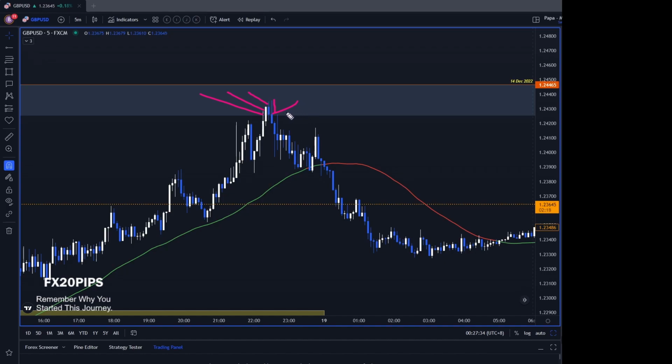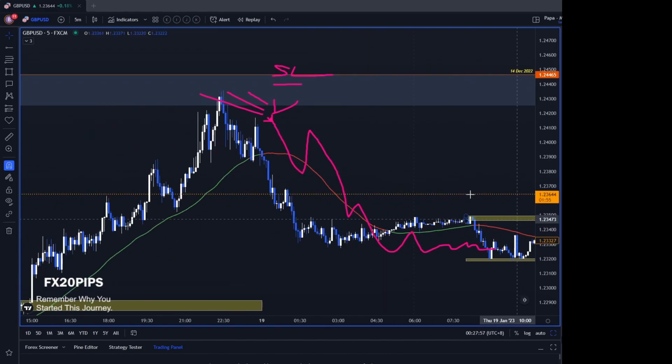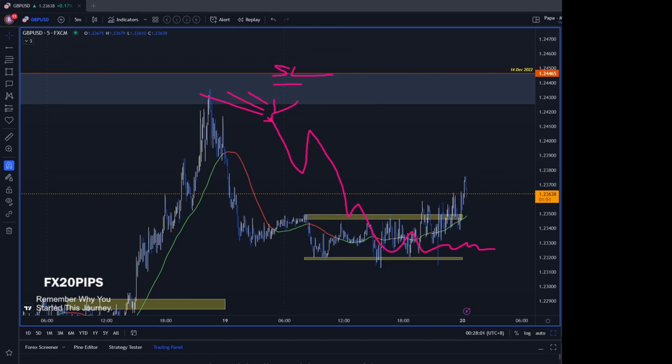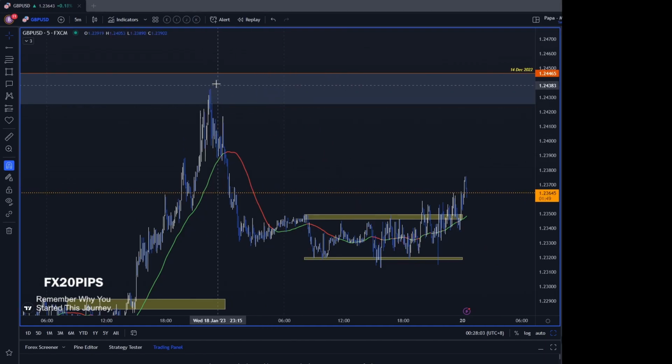I would have already started to sell the moment price passes below this point. The stop loss is basically just here. Make sense? And then you just have to take the price down all the way here. So that is how you would trade the order blocks this way.